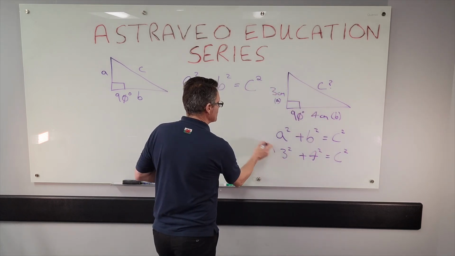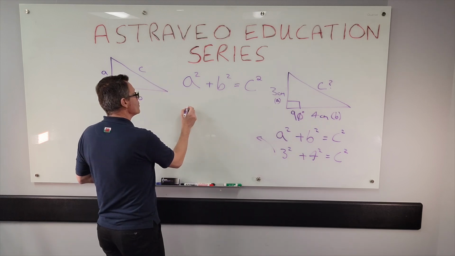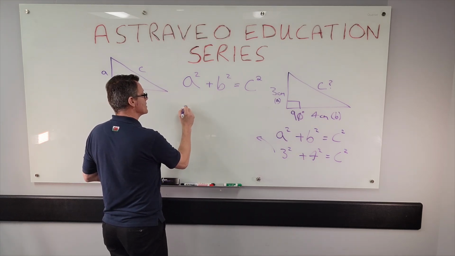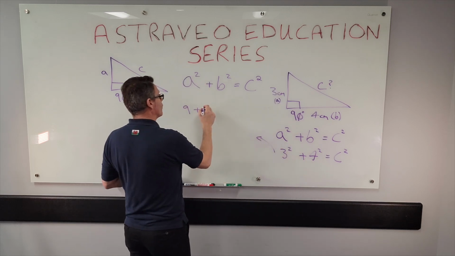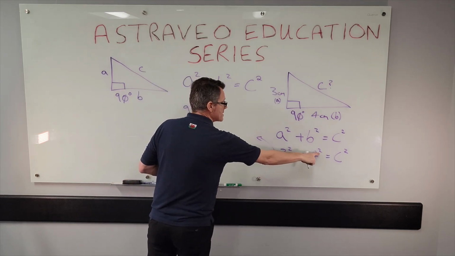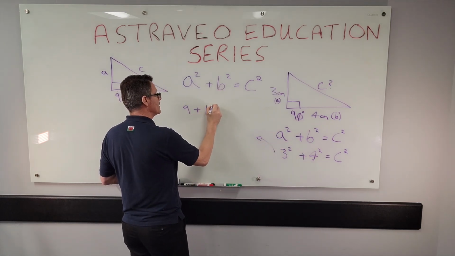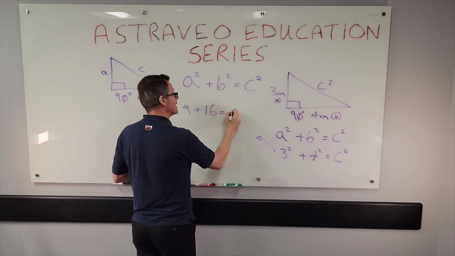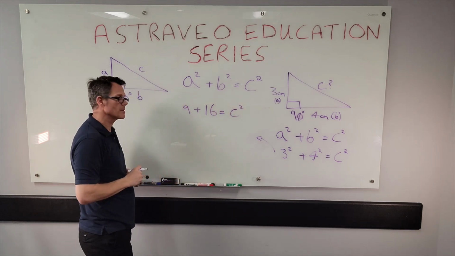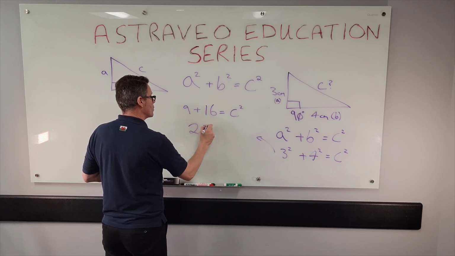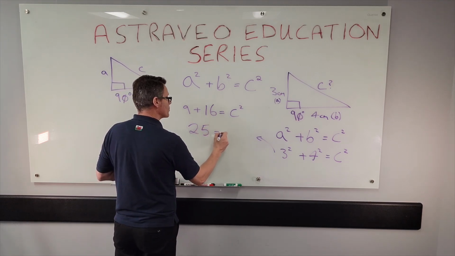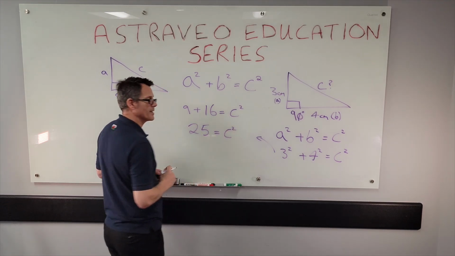Now let's move up here so we have some more space. 3 squared is 9. 4 squared is just 4 times 4, that's what squared means, times itself. So 4 squared is 16, and that is going to equal C squared. Well, 9 plus 16 equals 25. So 25 equals C squared.